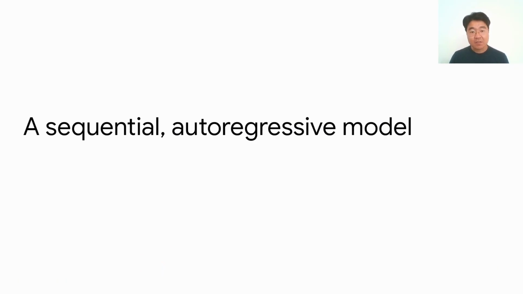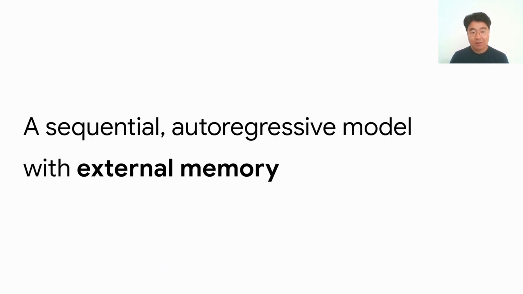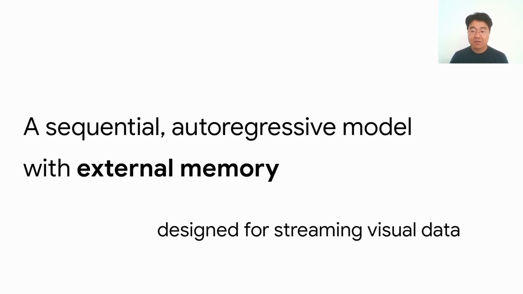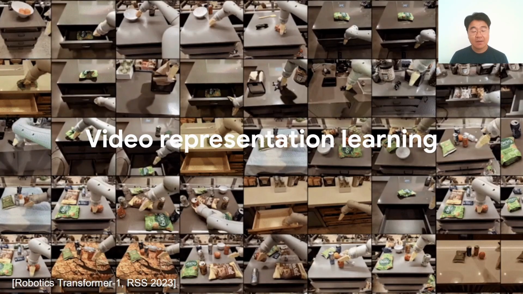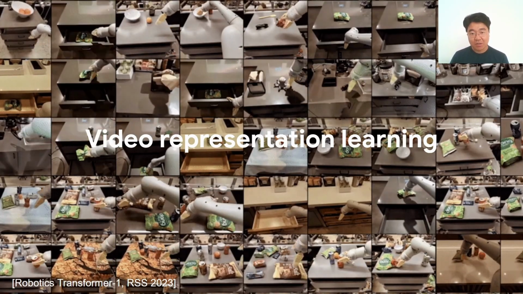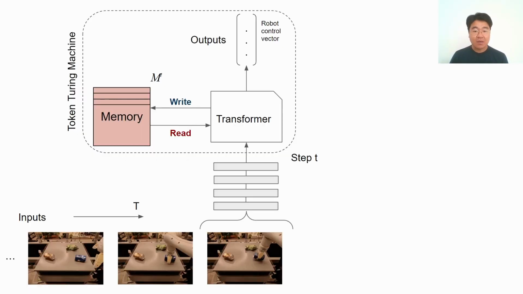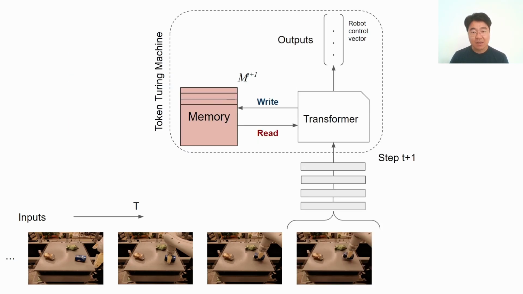Token Turing Machine is a sequential autoregressive model with external memory. It is particularly designed for streaming visual data, such as human action videos, as well as robot task videos. The key of Token Turing Machine is that it interacts with memory by reading and writing. Instead of digesting the entire video sequence as an input, it looks at a local segment at a time while benefiting from memory interaction. Such memory utilization is repeated at every time step.